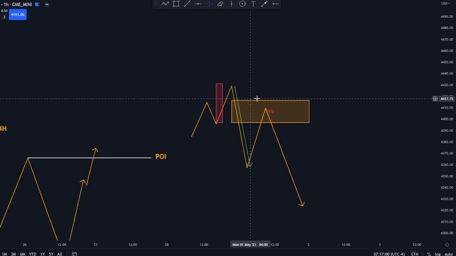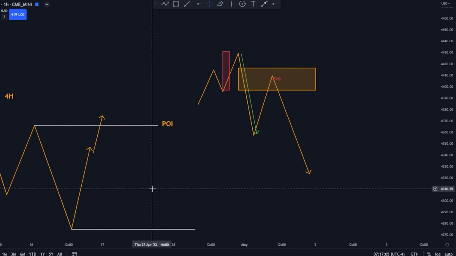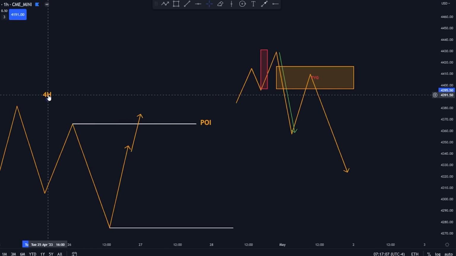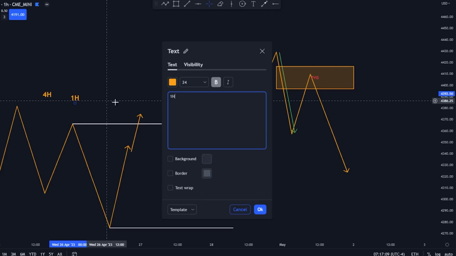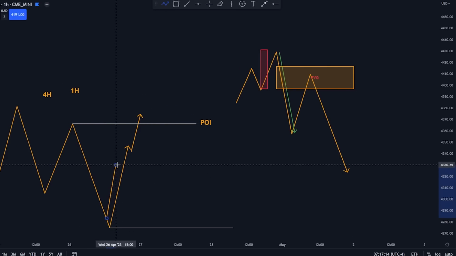So enter on the fair value gap and target some higher time frame liquidity, which for that I like to go to the 1-hour chart, which could look like this.